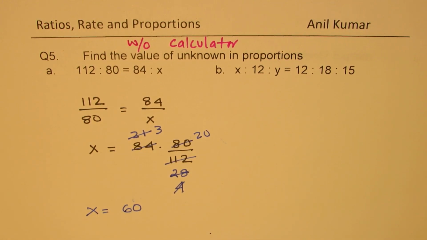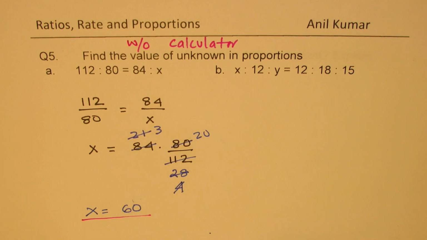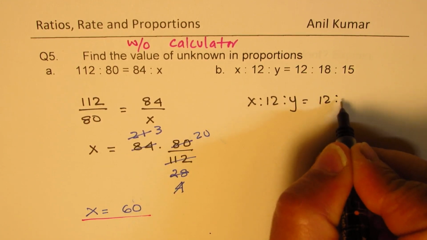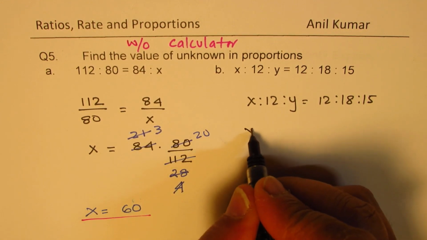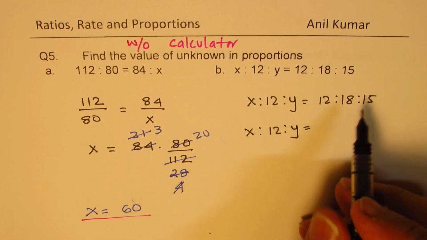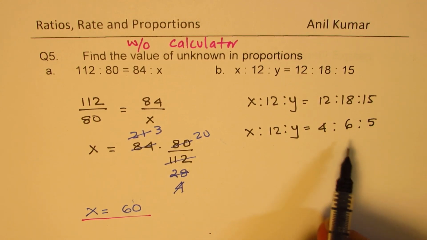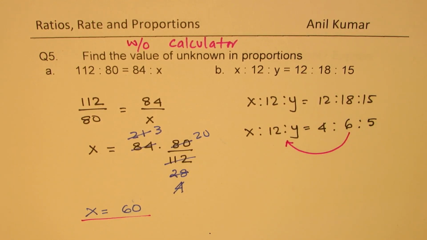Do you see that? So this technique of cross multiplication actually works fairly well when we are talking about 2 ratios, right? It becomes difficult when we are talking about 3 ratios. Okay. Now let's see how to do when we have 3 numbers here. So now we are talking about x is to 12 is to y equals 12 is to 18 is to 15. Now 12, 18 and 15 could be simplified. So we'll write this as x is to 12 is to y equals, dividing them by 3, we get 4 is to 6 is to 5. Perfect. Now we see that 6 goes 2 times, right? So 6 times 2 is 12.